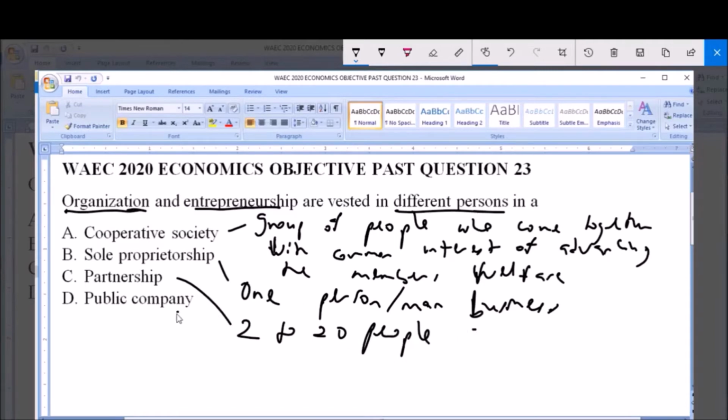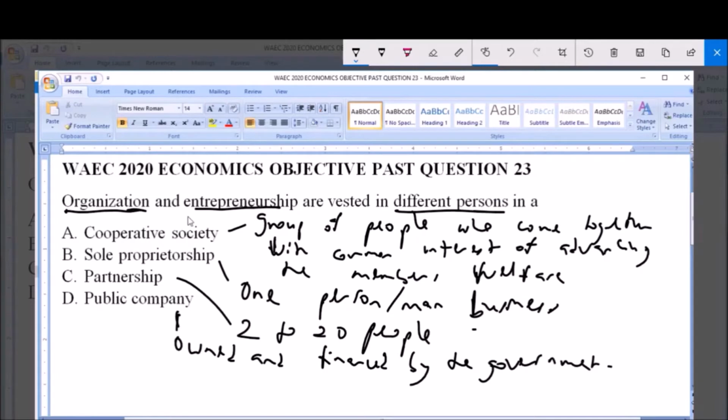And then public company refers to a company that is owned and financed by the government. Now, as it regards to organization and entrepreneurship, organization refers to the structure, the ownership of the firm, and then entrepreneurship refers to the day-to-day running of the business, the management of the business.